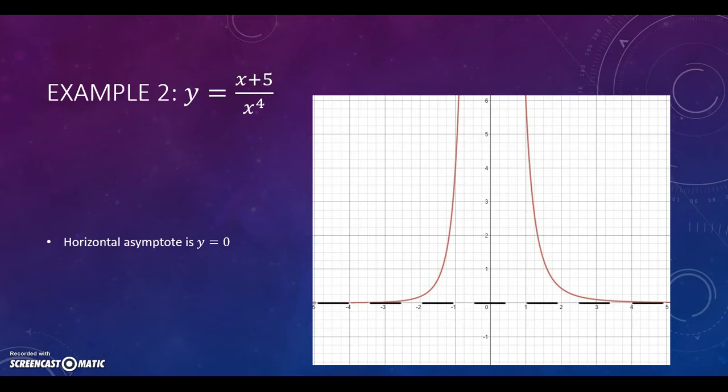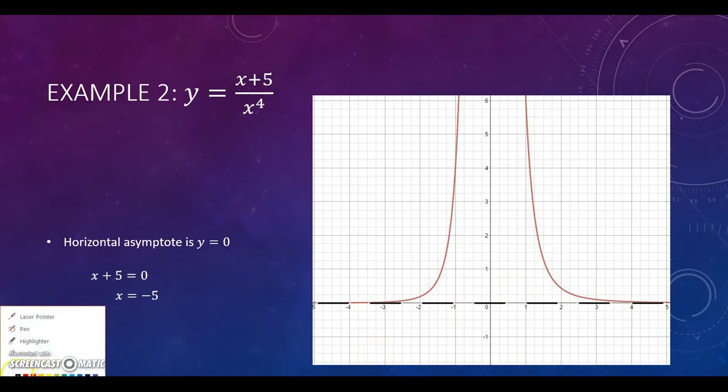To find the crossing point for this function, you can set the remainder equal to 0. X plus 5 divided by x to the 4th has a remainder of x plus 5. When you set that equal to 0 and subsequently solve, you'll notice that you get x equals negative 5. This means that the crossing point is negative 5, 0. This is where the function will cross the horizontal asymptote.